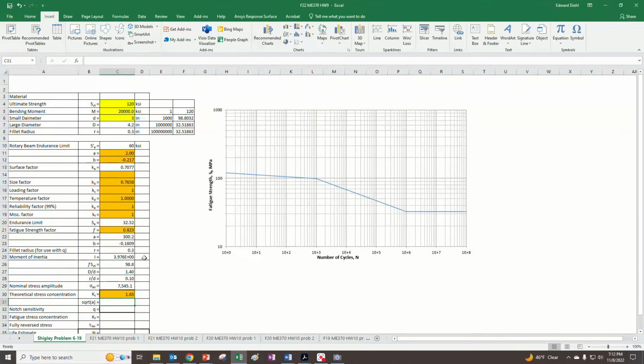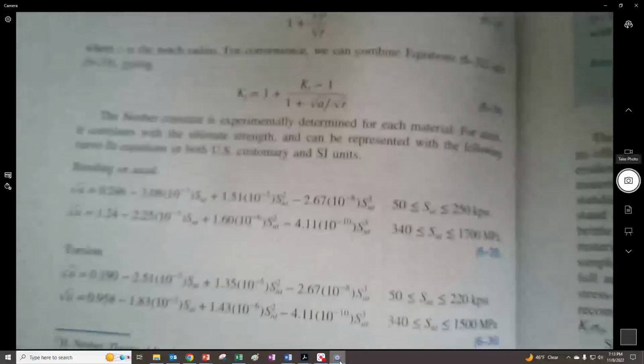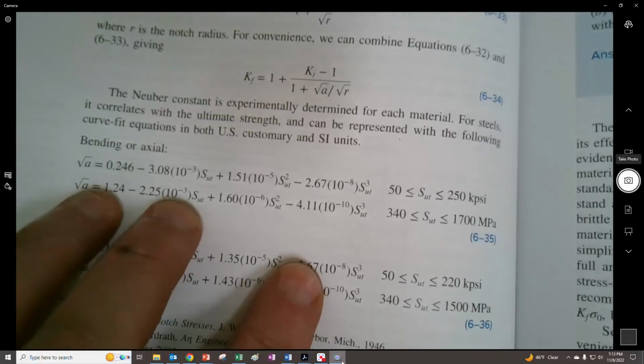All right, so now that we're making a spreadsheet, we might as well go ahead and put in the notch sensitivity factor, which does have an equation. It's sort of a pain. For whatever reason they use a square root of a thing, but it's not terribly difficult to do, just sort of a pain.